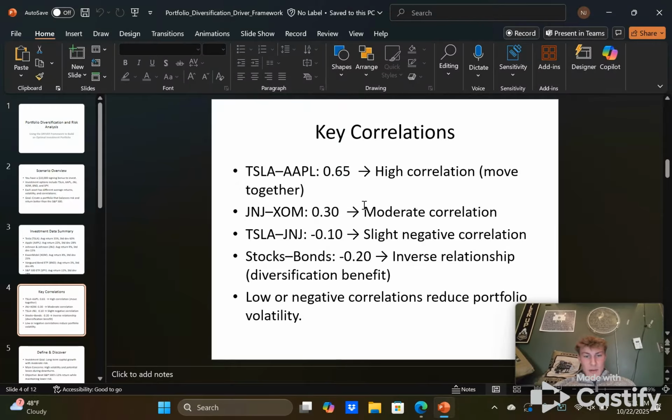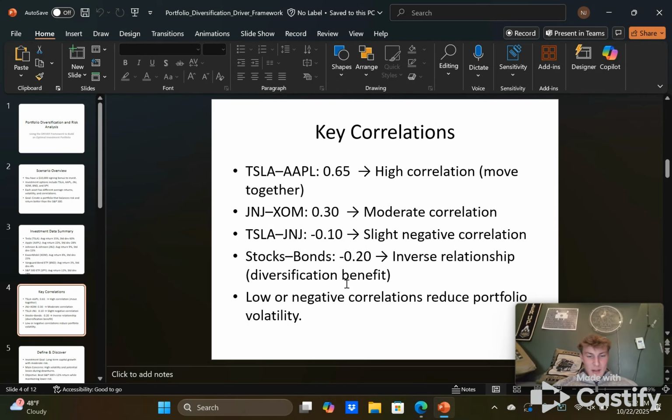So some key correlations: Tesla and Apple have a high correlation as they move together. It's kind of like that p-value, if you've ever taken a statistics class, how two of them kind of correlate and coexist with one another. We move over to Johnson & Johnson and ExxonMobil, which have a 0.3, which is a moderate to lower-end correlation. Tesla and Johnson & Johnson have a negative 0.1 correlation, so a slight negative correlation.